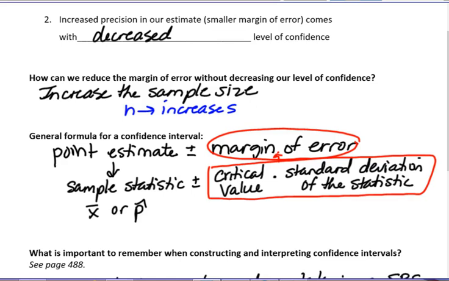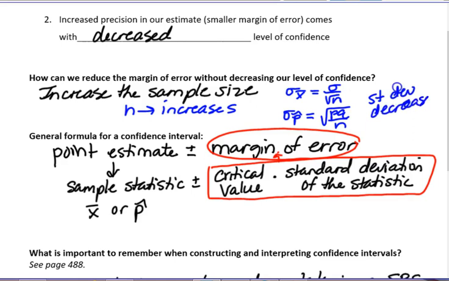Remember that sigma of x bar is sigma divided by the square root of n. And remember that sigma of p hat, the standard deviation of sampled proportions, is the square root of pq over n. So notice, as n increases, that means the denominator is getting bigger, which means the standard deviation is getting smaller. So that makes very good sense why that works.